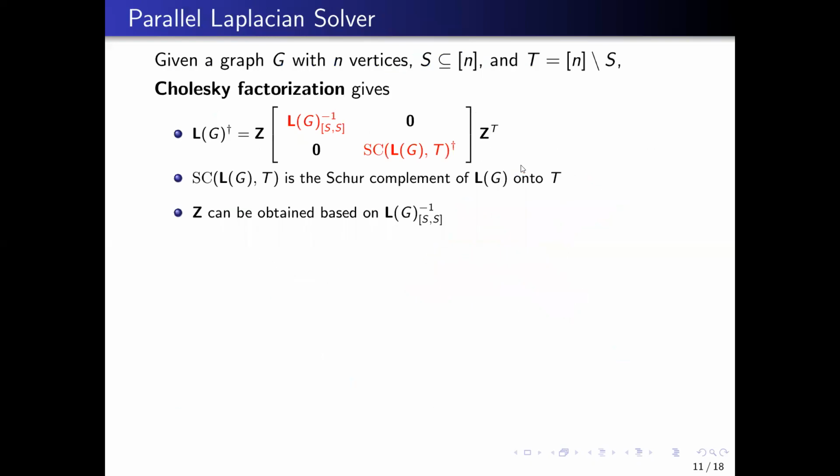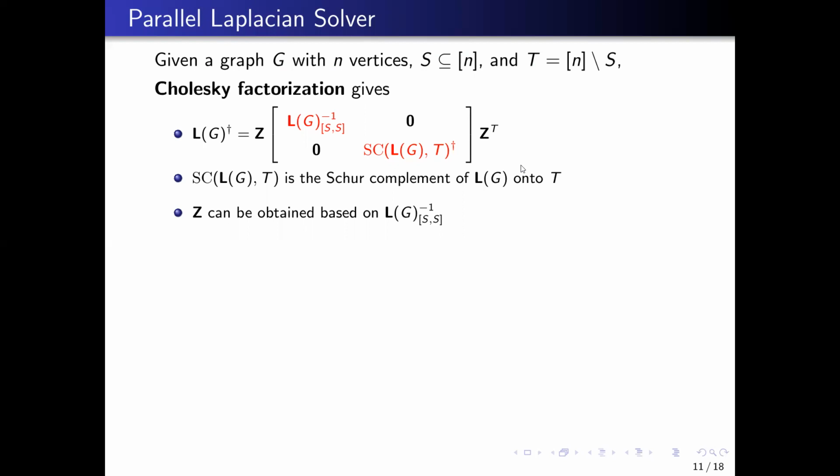Now I will briefly go over a method related to our work: the parallel Laplacian solver proposed by Peng and others in 2016. Given a Laplacian matrix LG with n vertices and a partition of vertices into two sets S and T, Cholesky factorization implies that if the inversions of the two smaller matrices, the submatrix of LG on S and the Schur complement of LG on T, can be efficiently solved, then the pseudo-inverse of the entire matrix would be easy.